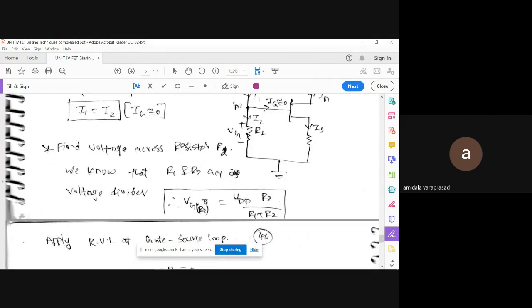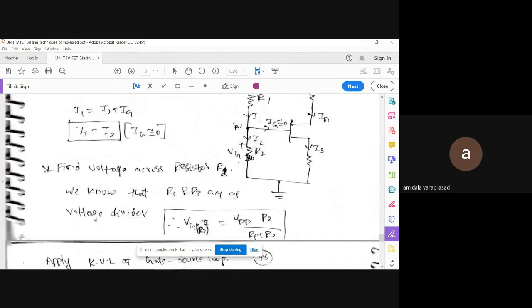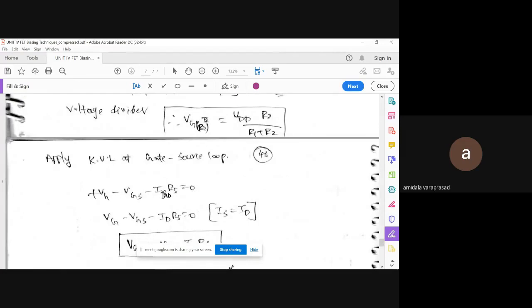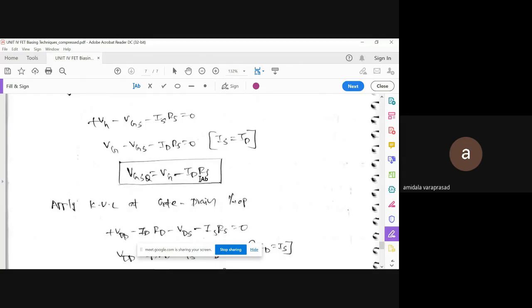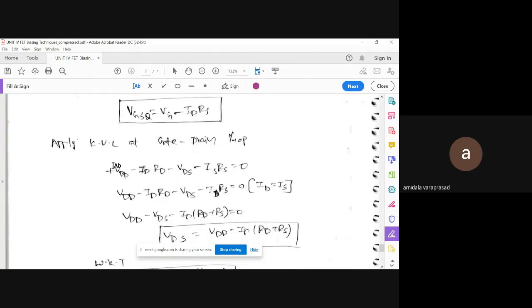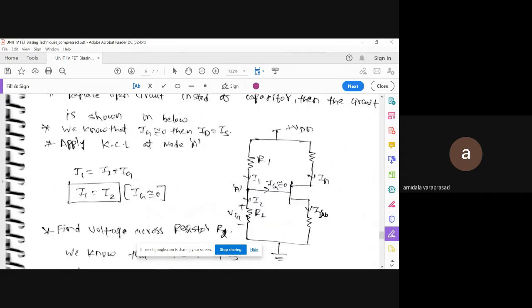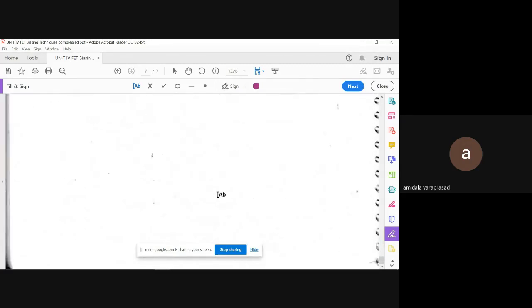Therefore, the voltage VG is across R2. That's why VG is equal to VDD into R2 by R1 plus R2. Apply KVL at the gate source loop: plus VG minus VGS minus IS into RS is equal to 0. Then we get VGS equal to VG minus ID into RS. Apply KVL at the output loop to find ID, and from that we will find out the ID.